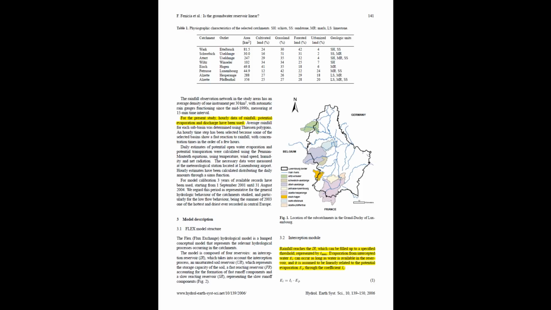And this reservoir is emptied within the same time step as long as there is enough energy available for evaporation. And this amount of potential evaporation essentially is assumed to be proportional to the total potential evaporation used as input to the model as well. So it's a factor multiplied by the potential evaporation.